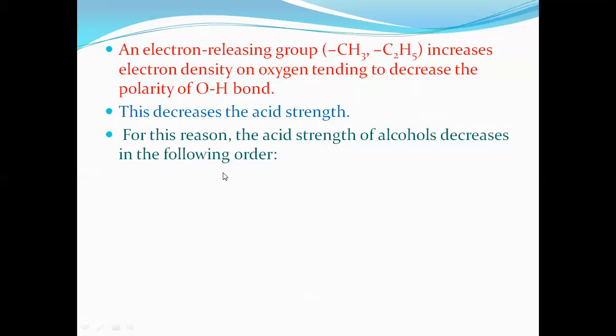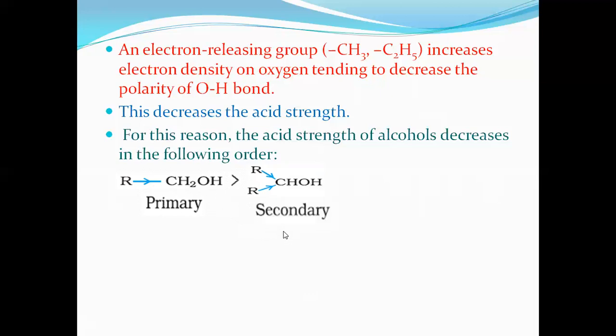Then we can go for some examples. For example, say RCH2OH, where R is an electron donor, such as CH3, C2H5, etc. Since this donates electron density, the electron density over oxygen increases, the polarity decreases, so that becomes what? Less acidic if only one R is present. When two R's are present, the polarity decreases further. So that is less acidic when compared to the primary.